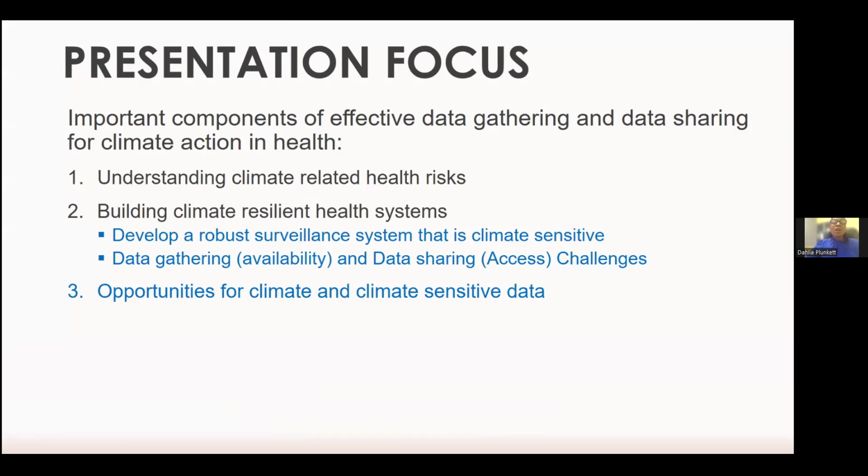So some important components of effective data gathering and data sharing for climate action in health. I'll be looking at three main areas: understanding climate-related health risk, building climate-resilient health systems, and just focus on a couple of items under that. And number three, opportunities for climate and climate-sensitive data.